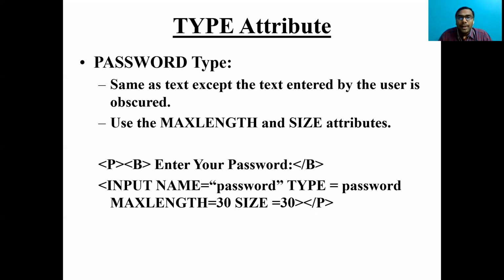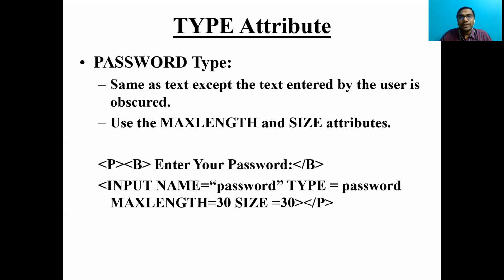What is the difference here? I'm using input name equal to password, type equal to password. Everybody knows the usage of a password. If I type characters inside the text box where I have mentioned type equal to password, it won't display the characters I am typing. Instead, you can see one dot. However many characters you type, that many dots will be displayed here.